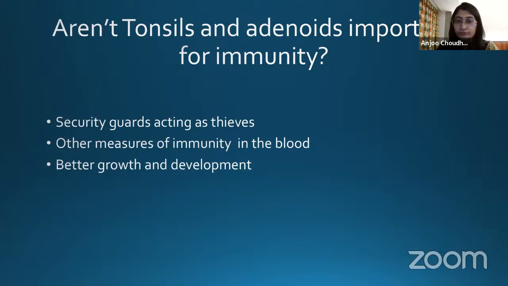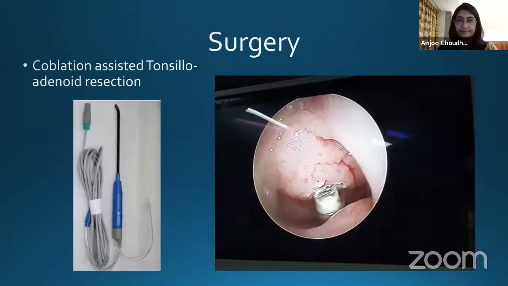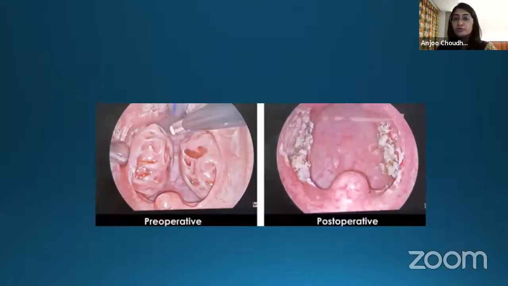There are other measures of immunity in the blood, like T cell and B cell immunity, which will help the child to prevent infections. And it will definitely help in better growth and development in your child. So this is the logic behind early tonsil adenoid removal if they meet the criteria. Nowadays, this surgery is done with a different tool called coblation assisted tonsil adenoid resection. This is endoscopic guided, so it ensures complete removal of the whole of the tissue. So chances of recurrence are very low. The bleeding is also less.